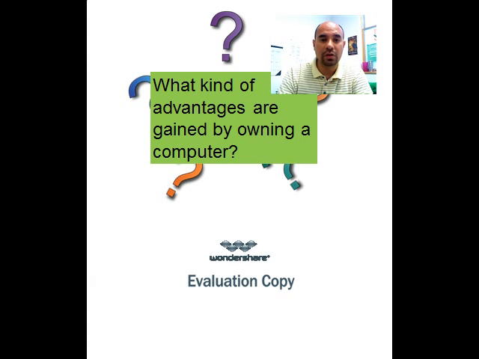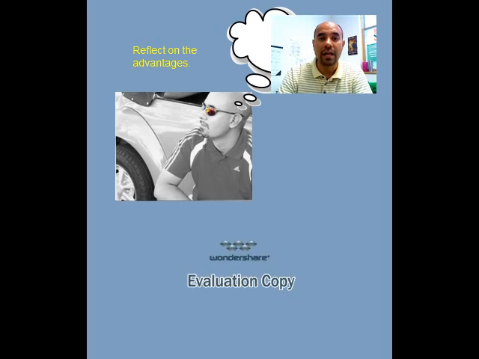Now you have answered your 2 questions for the graph that you were just currently looking at. The next slide is asking you a question. It's what kind of advantages are gained by owning a computer? You're going to write a 3-sentence reflection that will be entered into your journal at the next class meeting.